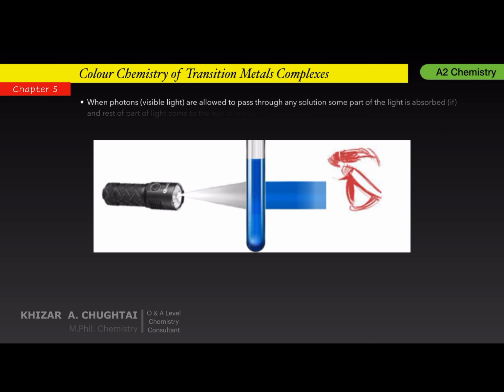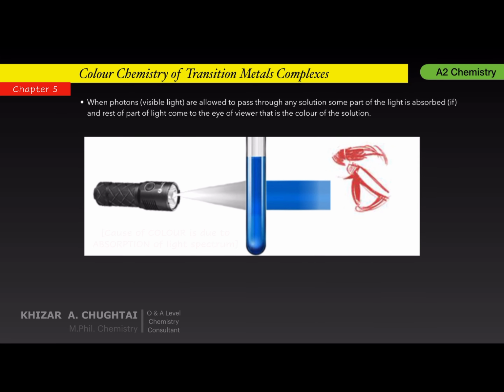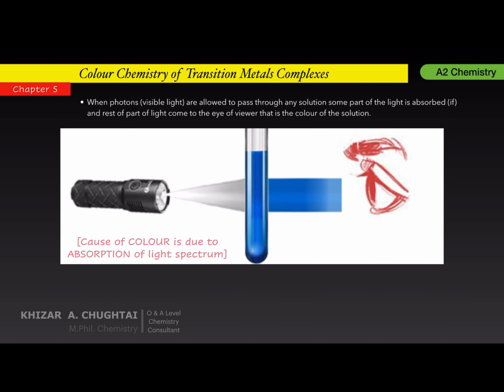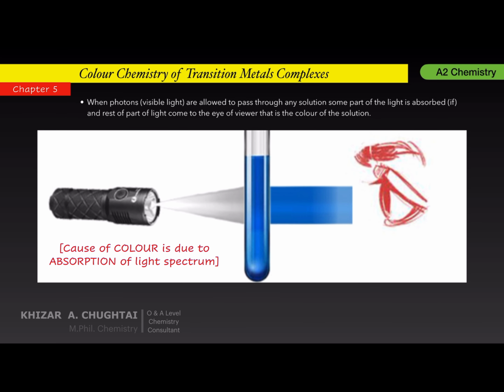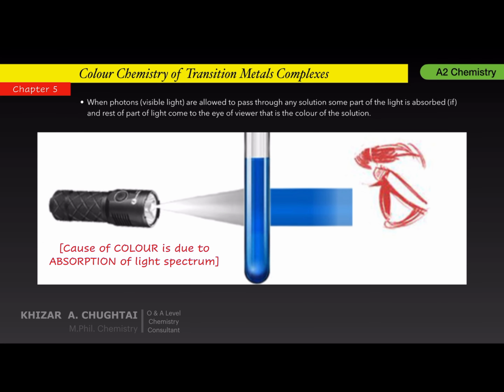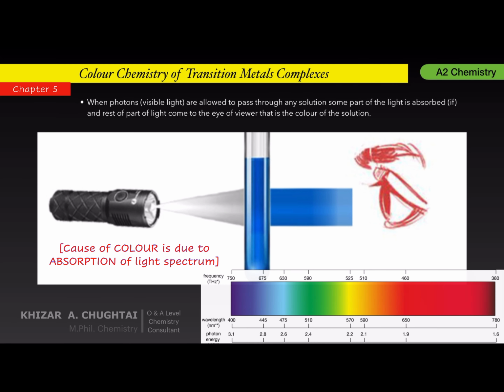When white light is allowed to pass through any solution, some part of the light is absorbed and the rest of the light comes to the eye of the viewer. That is the color of that solution. For example, in this complex, you can see the color is appearing blue. There are two possible reasons for this color. Number one, this complex is not absorbing this one bandwidth, the blue color light, so it appears blue in color.